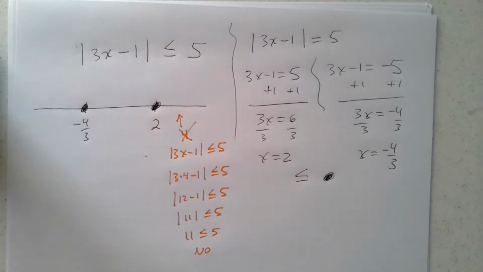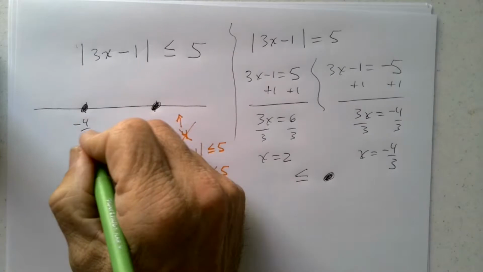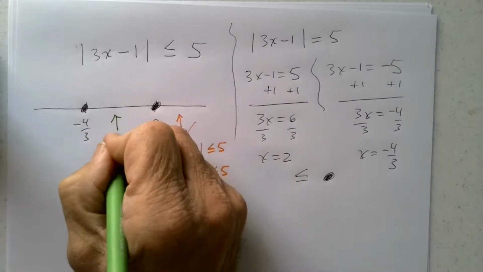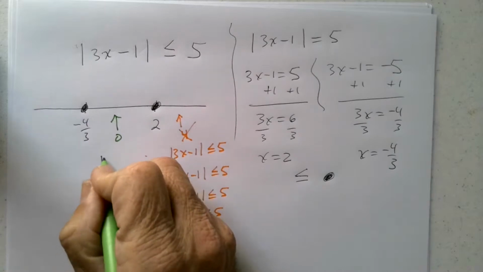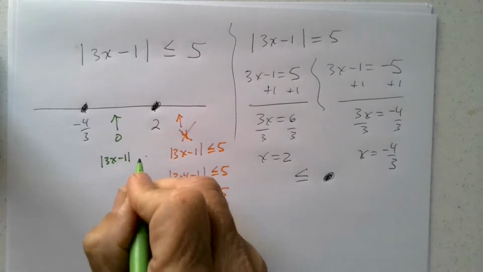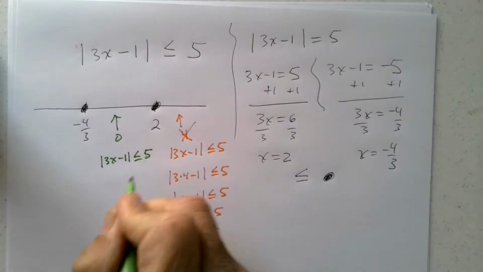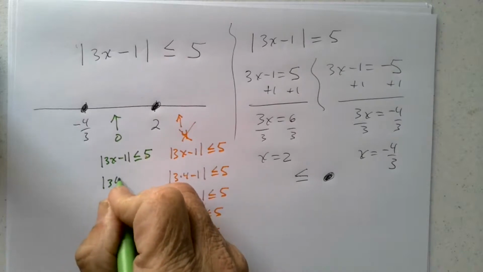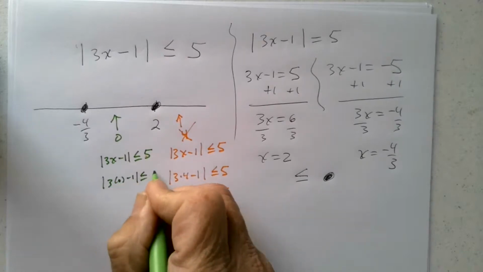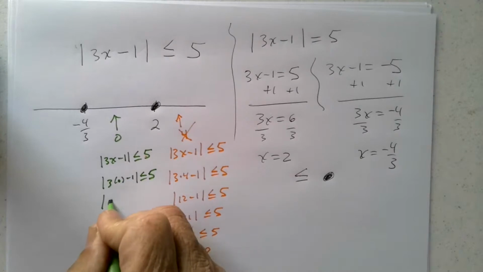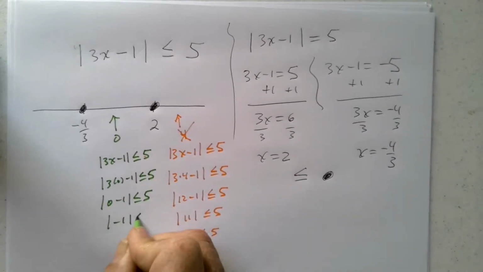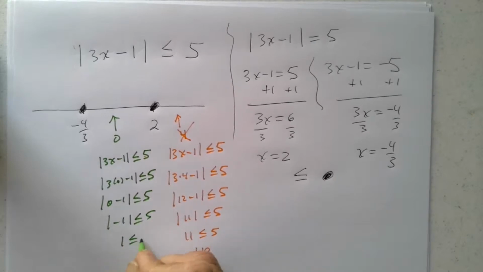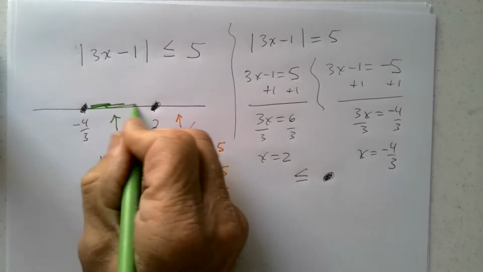Between negative 4/3 and 2, our favorite number to choose, that's neither negative nor positive, is 0. So let's plug in 0, see if that's true. Absolute value of 3x minus 1, less than or equal to 5. Absolute value of 3 times 0 minus 1, less than or equal to 5. 0 minus 1, absolute value. Absolute value of negative 1, less than or equal to 5. Is 1 less than or equal to 5? Yes, that's true. So I will shade in between here.